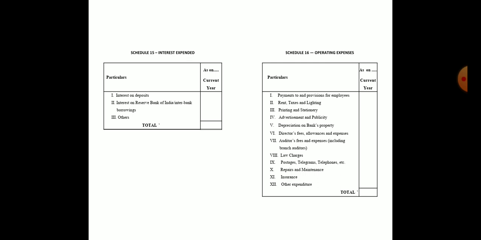So these are the basic two accounts which are to be prepared by the banking company while preparing the final accounts. If you have any query, then please text me personally or call me.